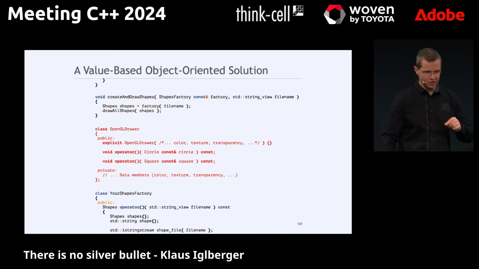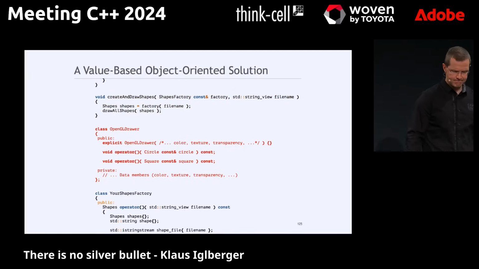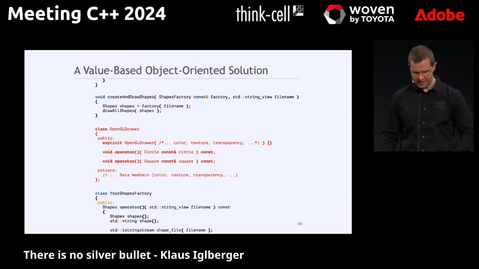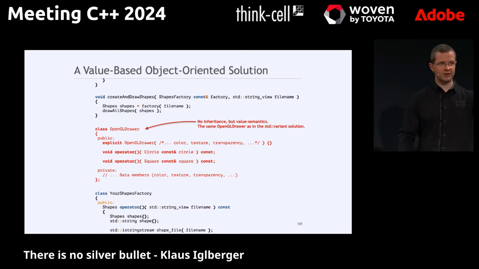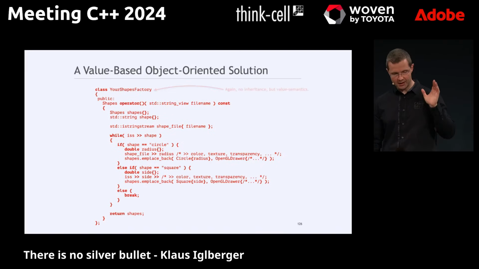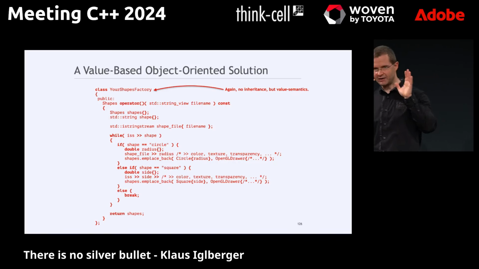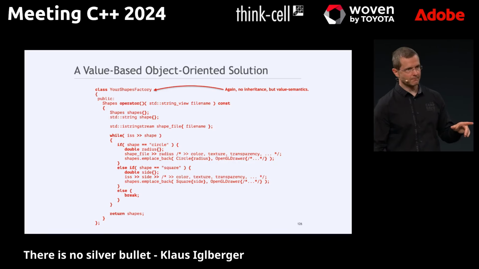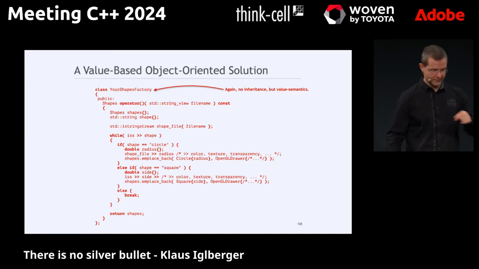But here, OpenGL drawer. No base class, no virtual functions, very straightforward code. And yes, exactly, that's the same thing that we've seen in the variant solution before. The same piece of code, just now reused, kind of. Same for the Your Shapes factory. Just the same thing. No base class, but a value. Same thing as before, in a variant context.